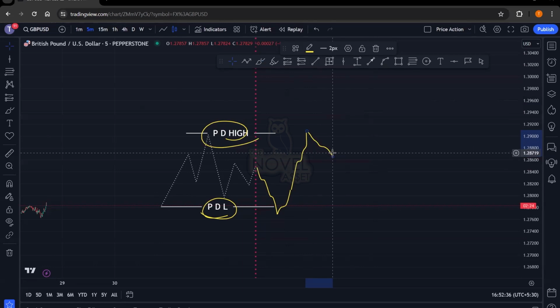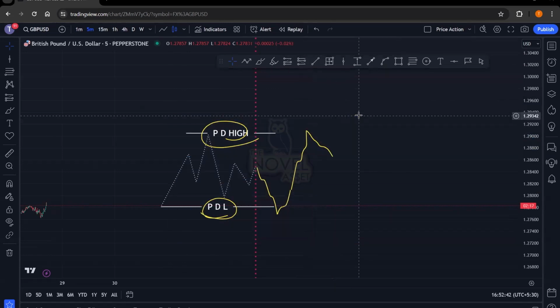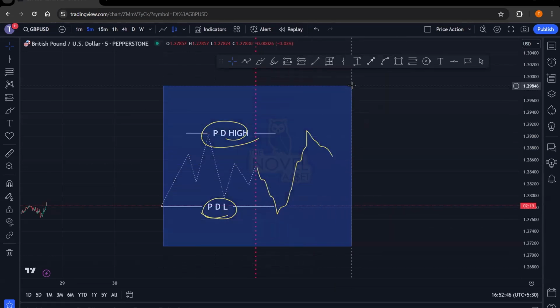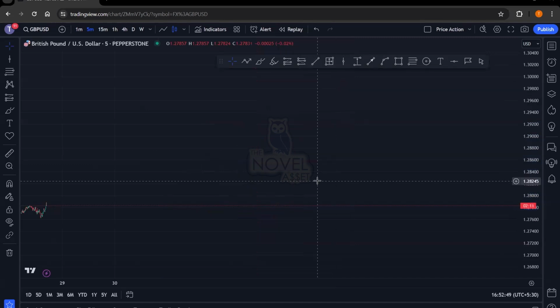So this is one of the basic and very useful strategies, with a very high winning ratio, when we are trying to take a reversal trade in the market after taking out the previous day high or previous day low. Now let's go on to the real markets and see if this really works or not.